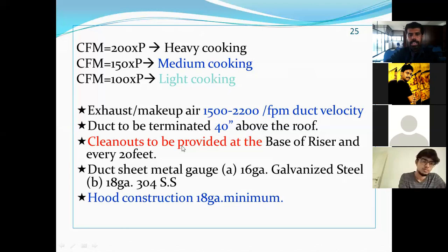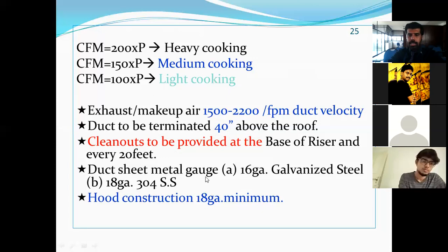Clean out should be provided at the base of the riser and every 20 feet. Some openings should be given so that in future, if there is some maintenance or service, it can be done, because fumes and grease are there. For that purpose, we have to give some clean outs also.